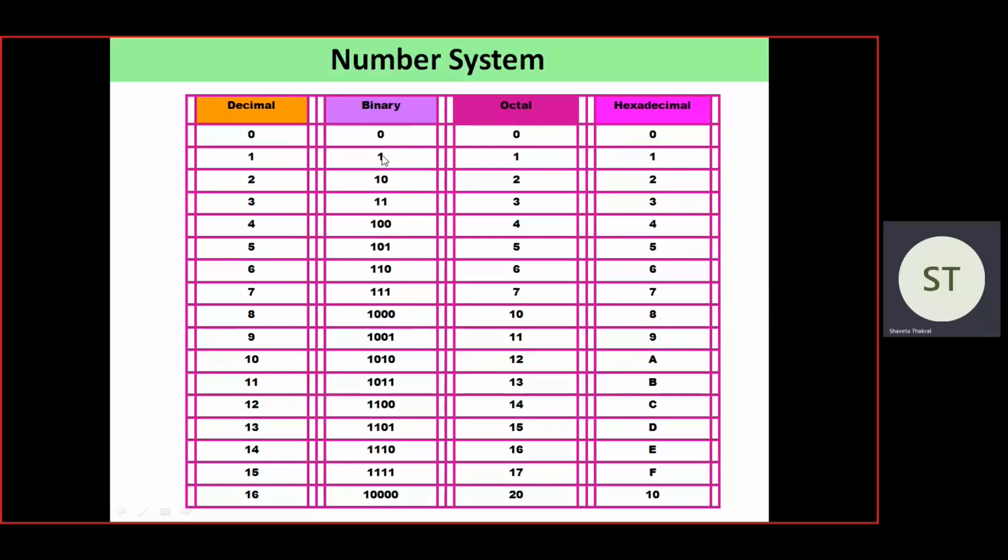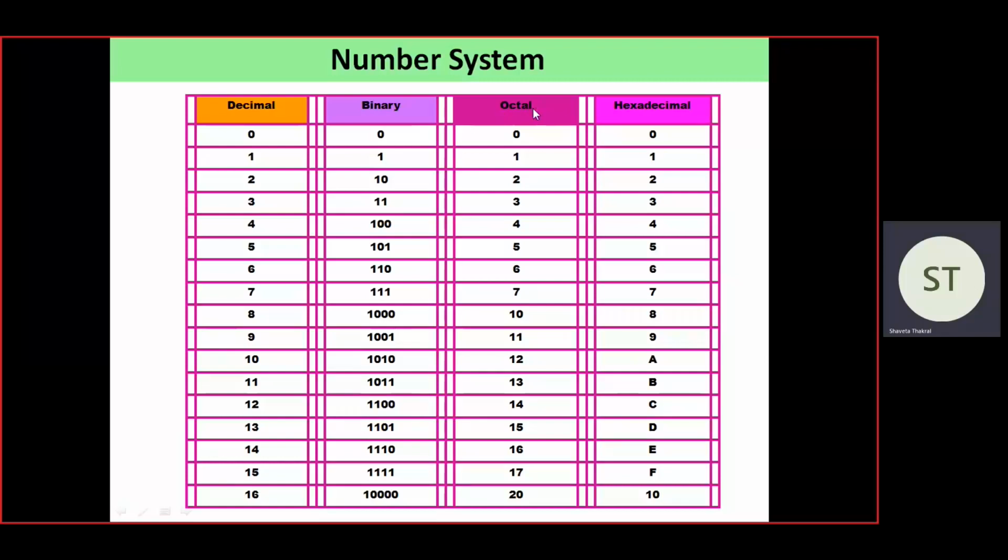So this is 0, 1, 2 is represented as 1 0, then 3 is represented as 1 1, and 4 is represented as 100. So again we have 0 and 1 with 5, that is 1 0 1. Then 0 and 1 with 6, and so on. So counting goes like this.